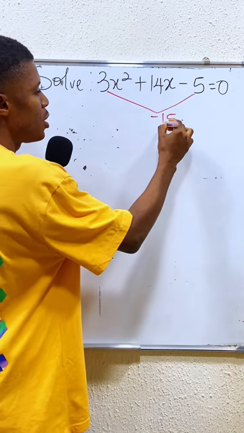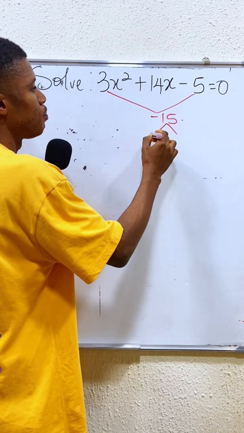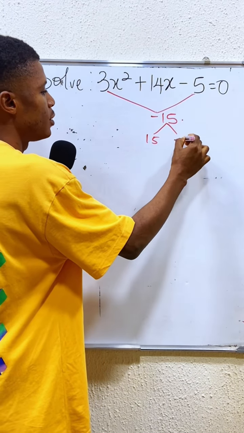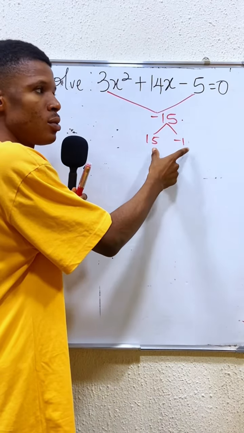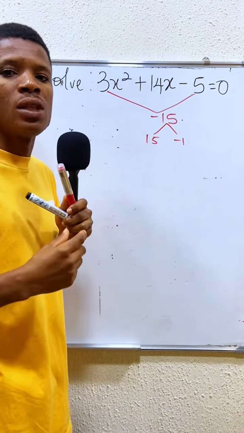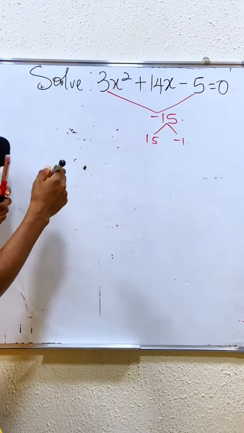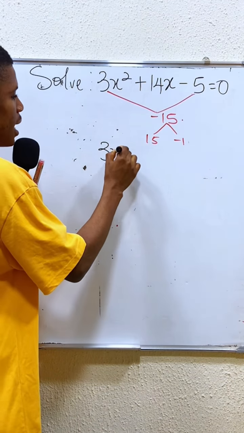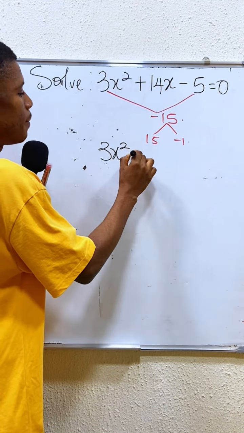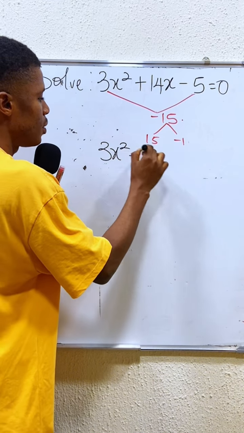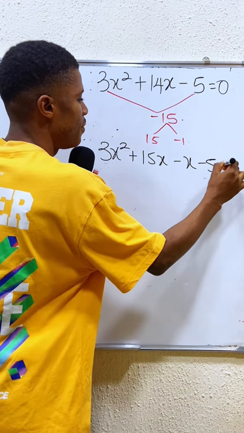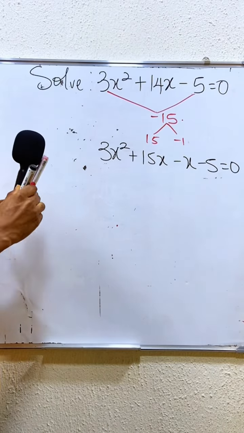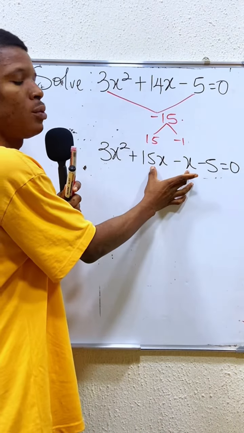You see that when you multiply 15 by minus 1, you get minus 15. And if you add these two together, you get 14. So that becomes the factor. So you can now say 3x squared plus 15x minus x minus 5 is equal to 0. We use this factor to expand the middle term.